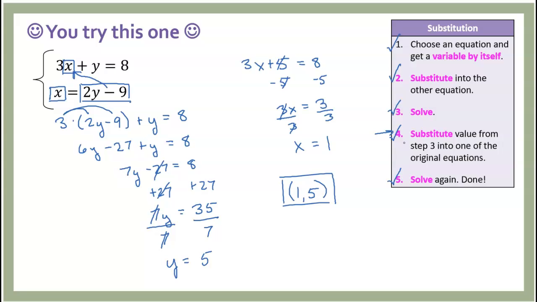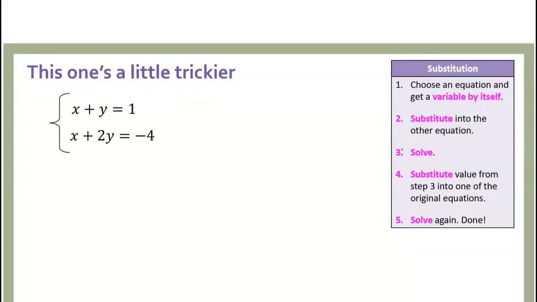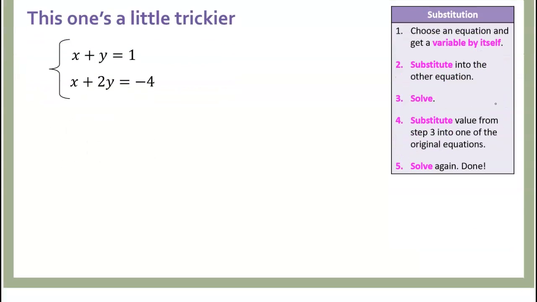All right, let's look at one that's a little bit trickier. What is the first thing we need to do in this one? Well, this is trickier because we don't have a variable by itself. We actually have to do this first step now. We have to get a variable by itself. So we need to pick an equation that we can solve, and hopefully it's one we can solve pretty easily to get a variable by itself. So I think this one looks pretty promising. Maybe let's solve that one for x.